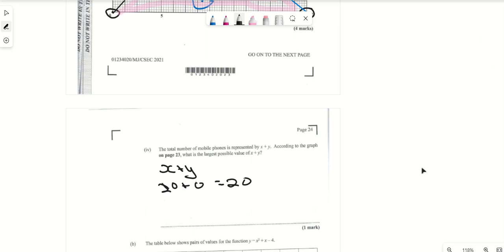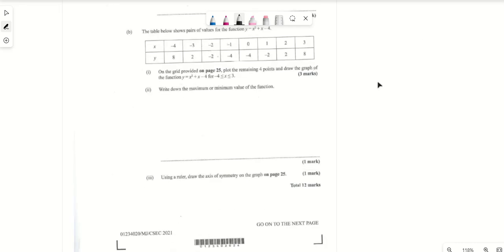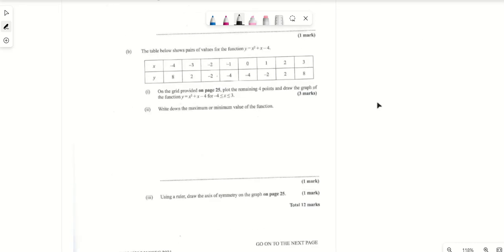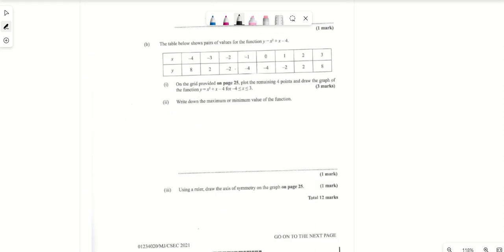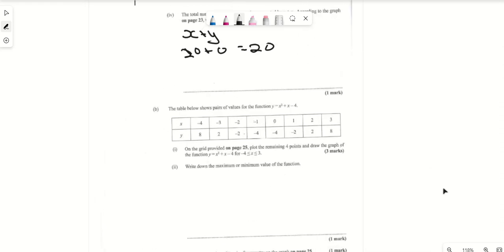Now let's look at this last question here. The table below shows a pair of values for the function. So they gave you it already. Y is equal to x squared plus x minus 4. On the grid provided on page 25, which is this one here, plot the remaining 4 points and draw the graph of this function here. So they already gave you all the points.